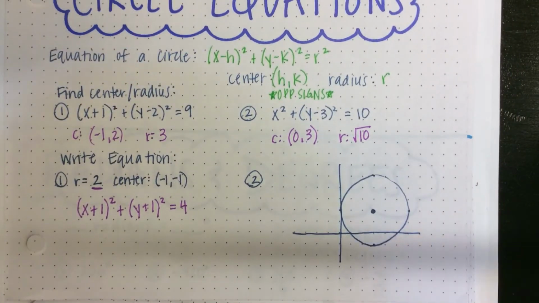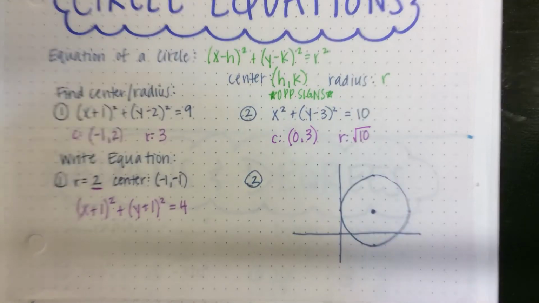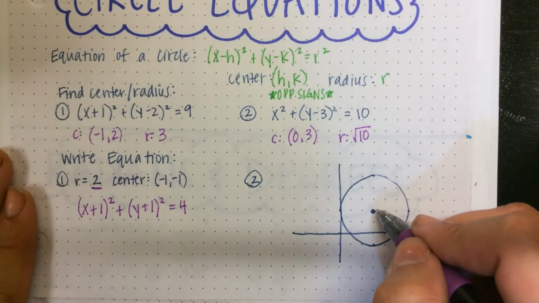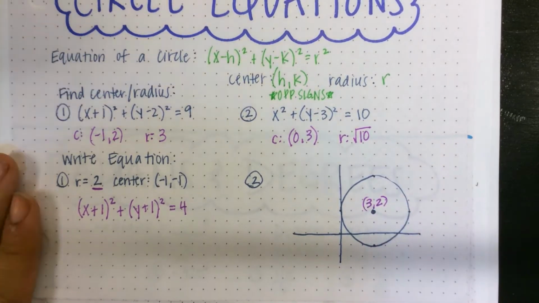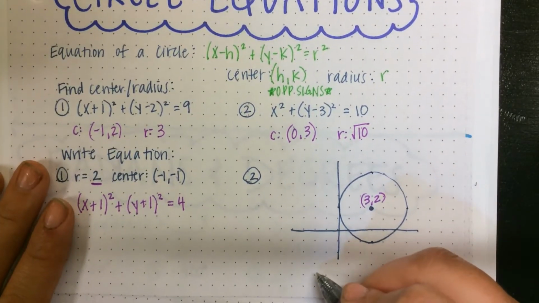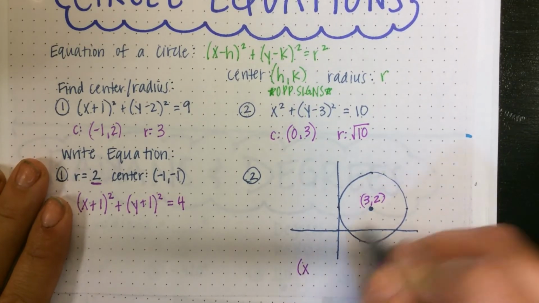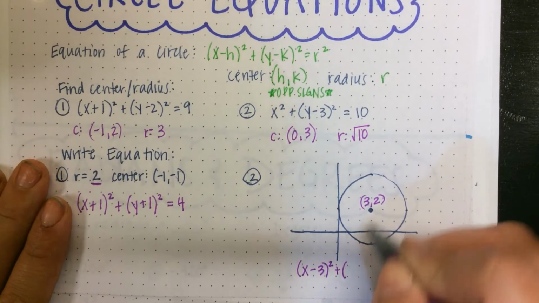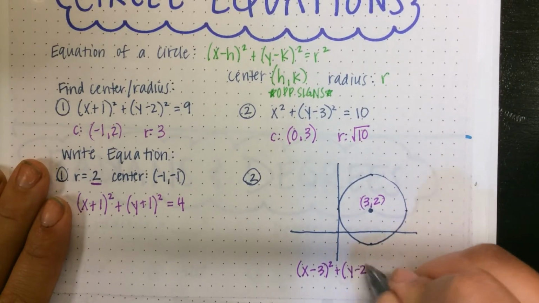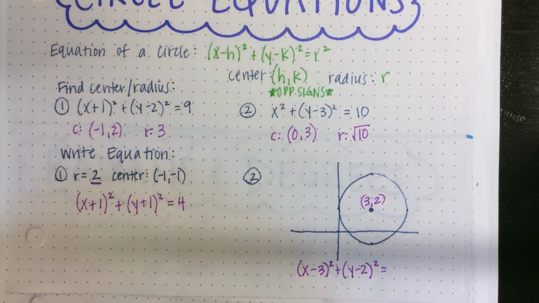All right, and then over here we have our graph. So to write the equation of a circle, I need to know my center and my radius. So the center for this problem is at (3, 2). Okay, that was easy. So when I start to write my equation, I have a positive 3 for h, so I'm going to put it in as a negative 3. And then I have a positive 2 for k, so that's going to go in as a negative 2. And then I need my radius.